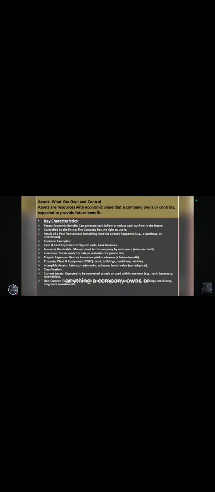First up, assets. Think of assets as anything a company owns or controls that will provide a future economic benefit. In simple terms, it's stuff that can make you money later. There are 3 key characteristics. First, it has to offer future benefit, meaning it can generate cash or reduce future spending. Second, the company must control it. And third, it must be the result of a past transaction, like a purchase or an investment.